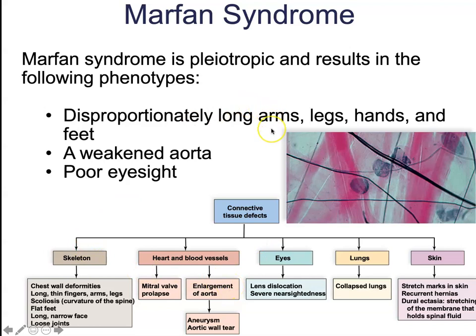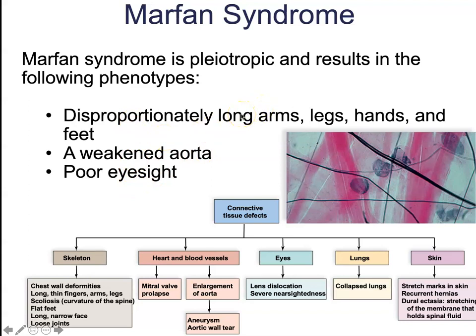So there's disproportionately long arms, legs, hands, and feet. There's going to be a weakened aorta and poor eyesight. Those seem really disparate. Like, they seem like they've got nothing in common. What does having a weakened heart have to do with poor eyesight? What does any of that have to do with being unusually tall and lanky?